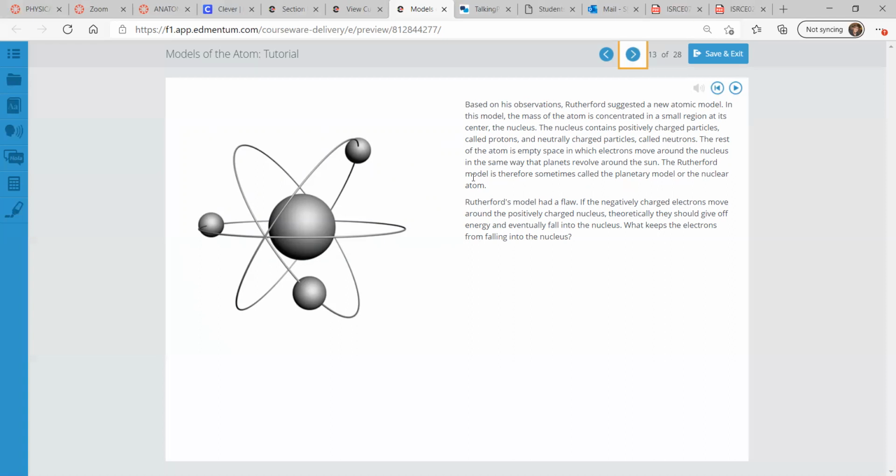Rutherford's model had a flaw. If the negatively charged electrons move around the positively charged nucleus, theoretically, they should give off energy and eventually fall into that nucleus. So the main question this model did not answer was, what keeps the electrons from falling into that nucleus?